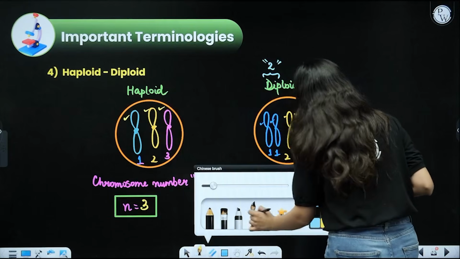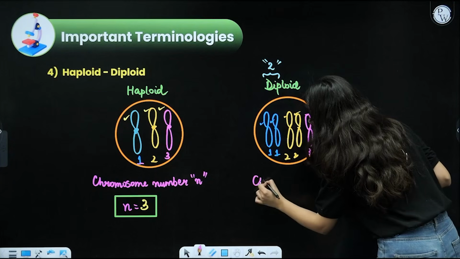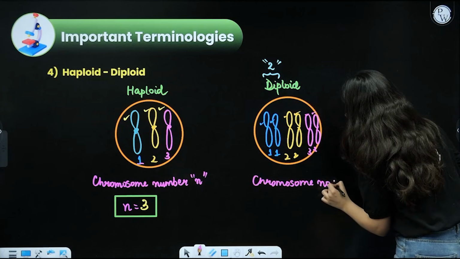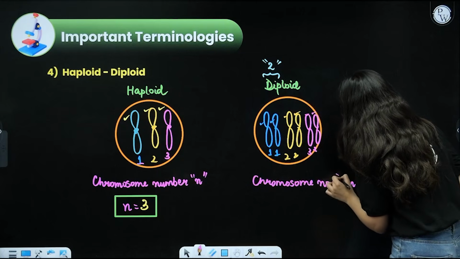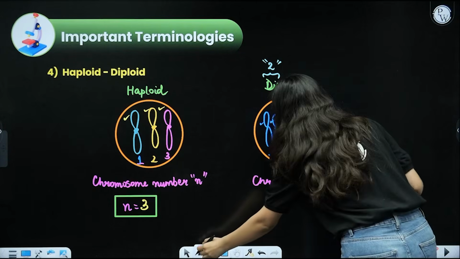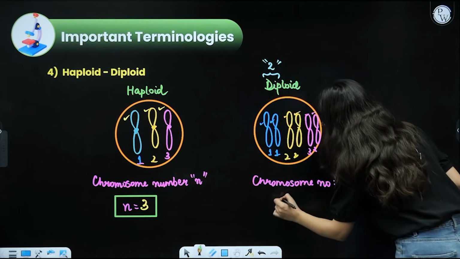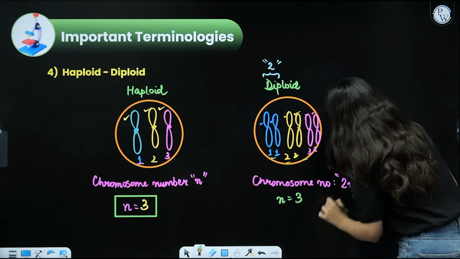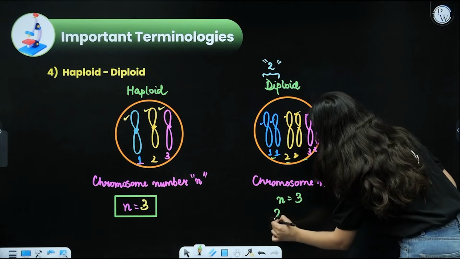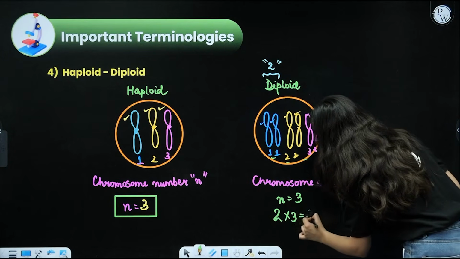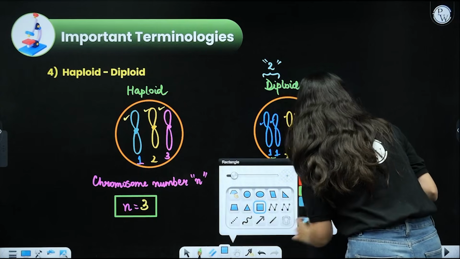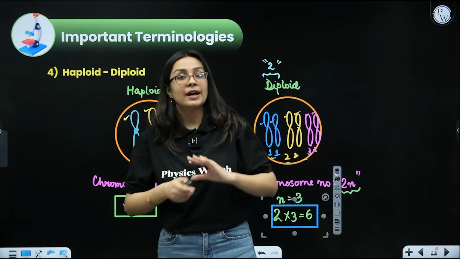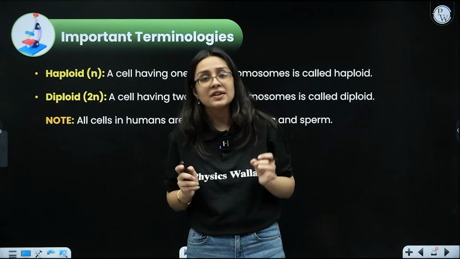In case of a diploid cell, the chromosome number is represented by 2n. Now think first, beta, what is n over here? Firstly see, it is 3 because chromosome 1, 2, 3. So we have 3, but we have to represent it by 2n. So what we are going to write is 2 into 3, that is overall 6 chromosomes present in case of a diploid cell. That is how we have to mention it. So haploid, diploid, I hope all of these terms are clear to every single one of you.